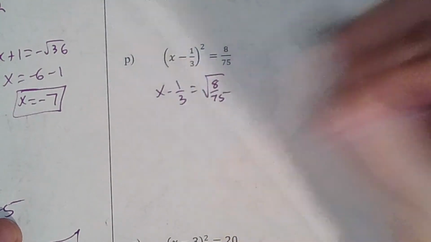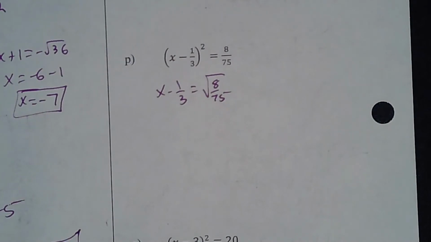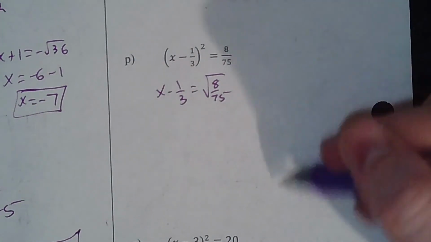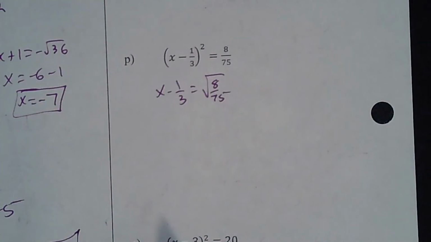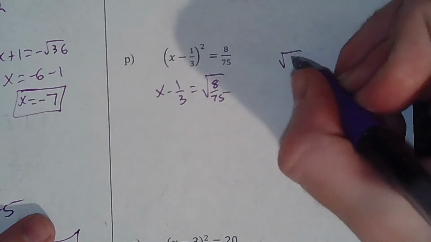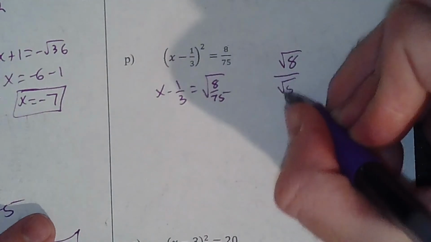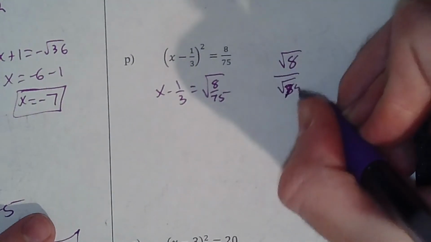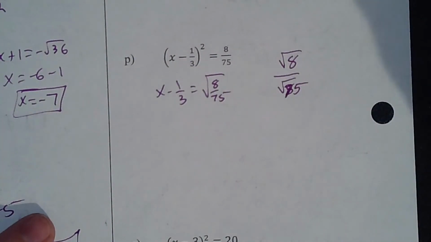8 over 75 there. We square rooted both sides. Again, there's this negative side over here, but I'm not going to deal with that right now. I don't feel like dealing with it, so I'm going to wait for later. Instead, we're going to rewrite this as the square root of 8 over the square root of 75, and we're going to be reducing this like we've been reducing it all day long.